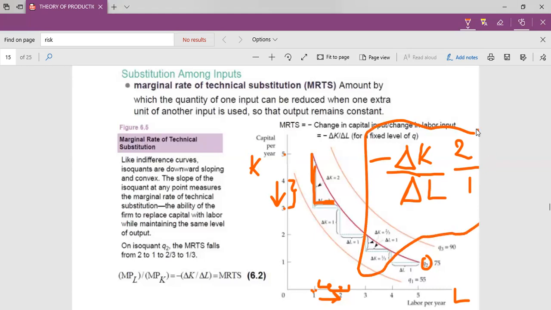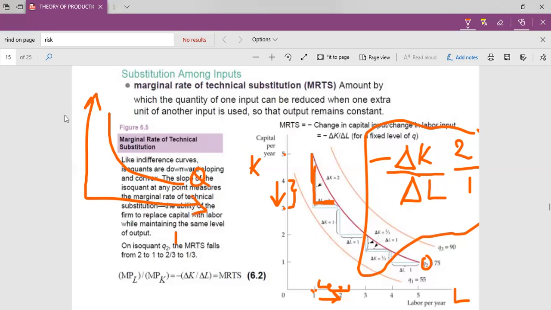So at the end of the day, if we are in the long run, we can have 2 variable inputs. We can change, we can alter the amounts of capital and the amounts of labor to be able to give the same level of output. In other words, these isoquants by definition, iso means the same, quant means quantity. So this curve here is called an isoquant.